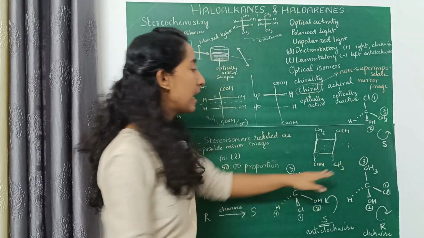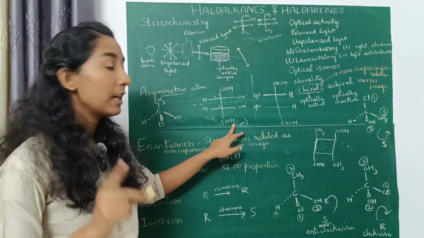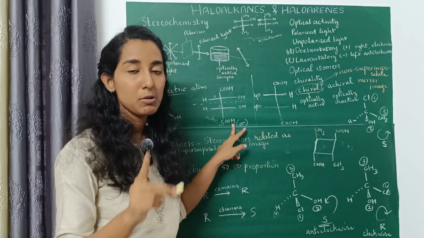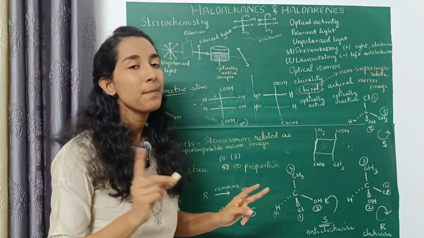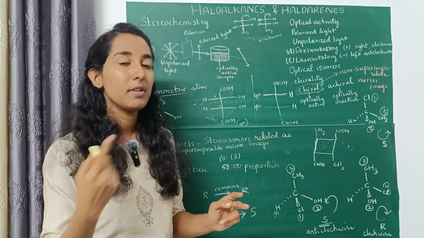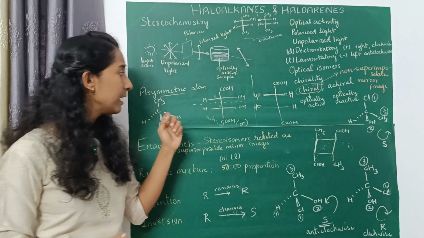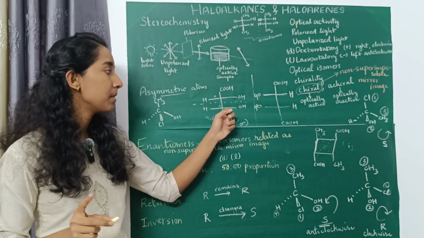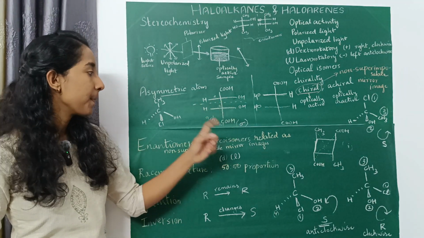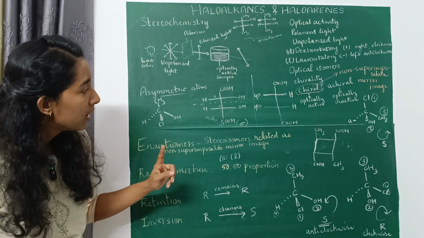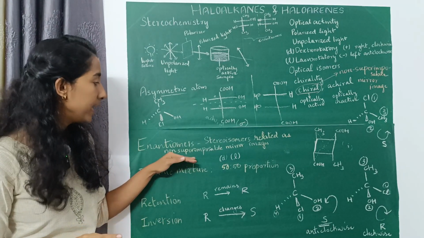Basically, if it has a center of symmetry or a plane of symmetry, what happens? They are not optically active, so they are achiral. If it is achiral, it will be optically inactive. So even though this has asymmetric centers, it is not optically active. It is achiral. I hope this much is clear, and then we'll move to enantiomers.